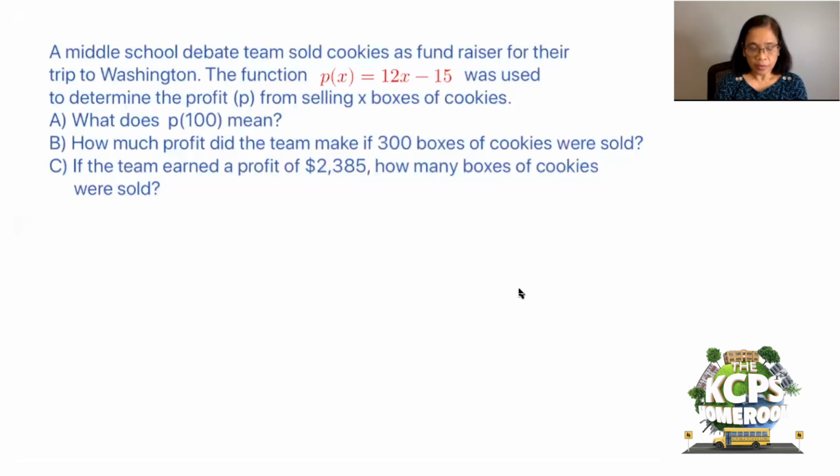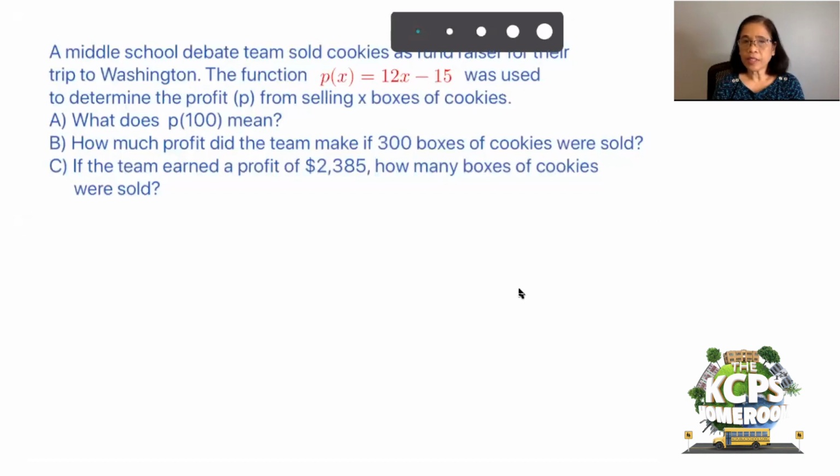A middle school debate team sold cookies as a fundraiser for their trip to Washington. The function P of x equals 12x minus 15 was used to determine the profit P from selling x boxes of cookies. We are asked, what does P of 100 mean?